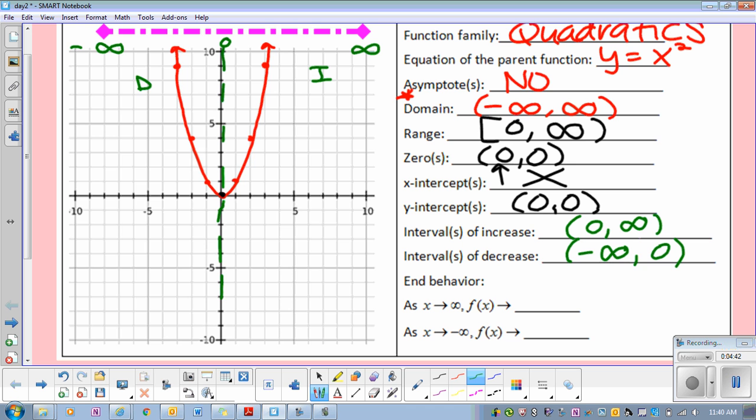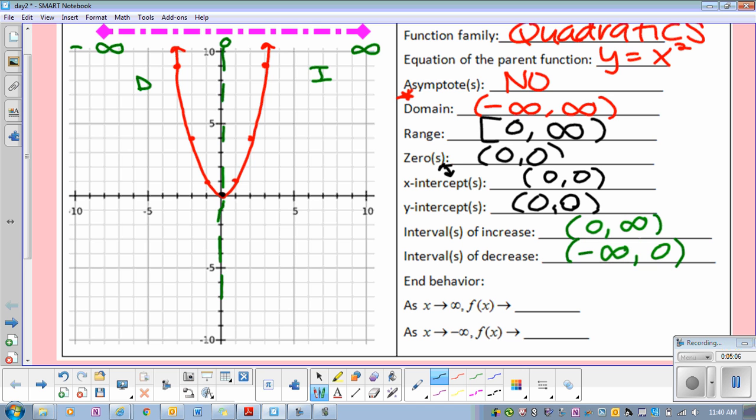Do you have a question? Yeah, so there's no x-intercept? No, you know what, there is. It's the same as zeros. I don't know why we have it twice. It's the same thing. 0, 0. All right, we're good.